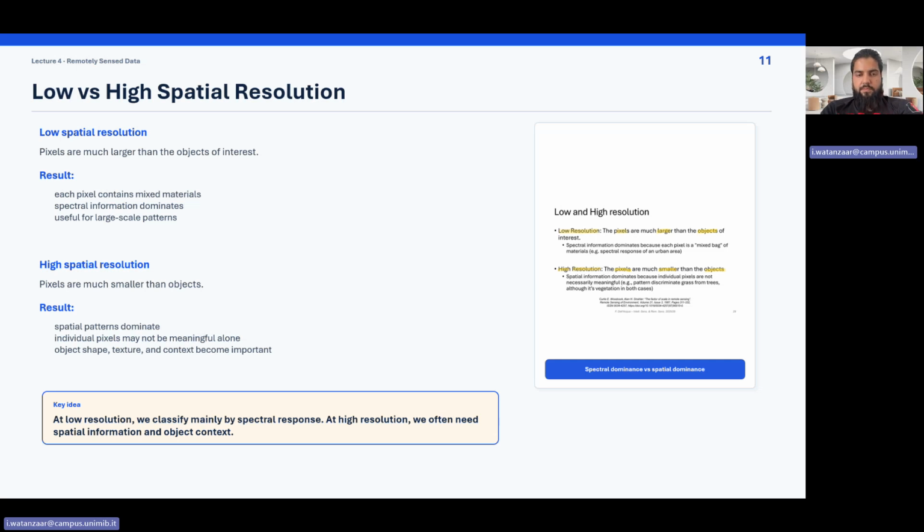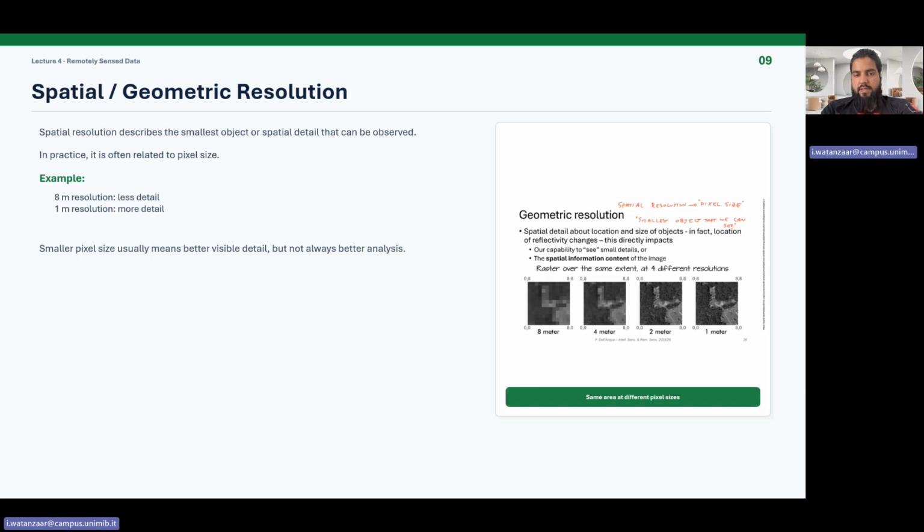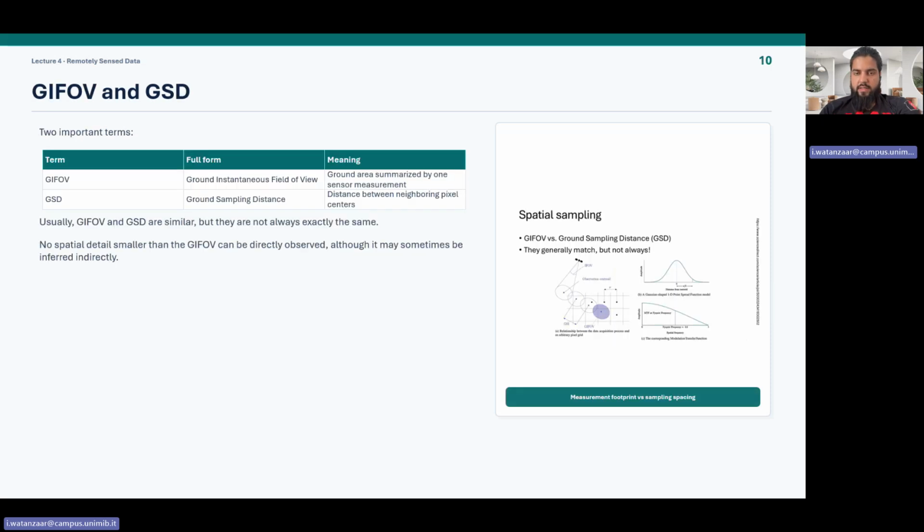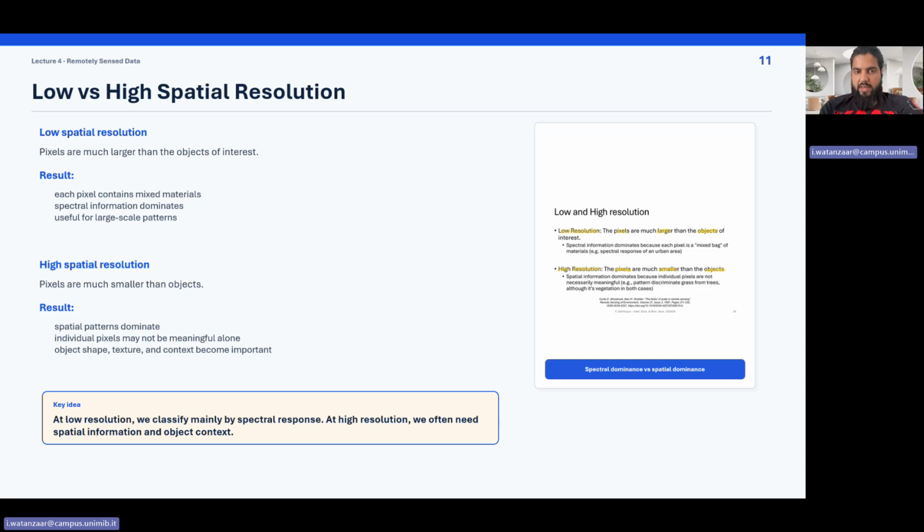If we see, the smaller the pixel size usually means the pixel size is smaller than the object size. So that's why they are providing the better visible details, but that's not always the better analysis. The same applies here. The low spatial resolution, the idea is the pixels are much larger than the object of interest here. This is exactly the low spatial resolution.